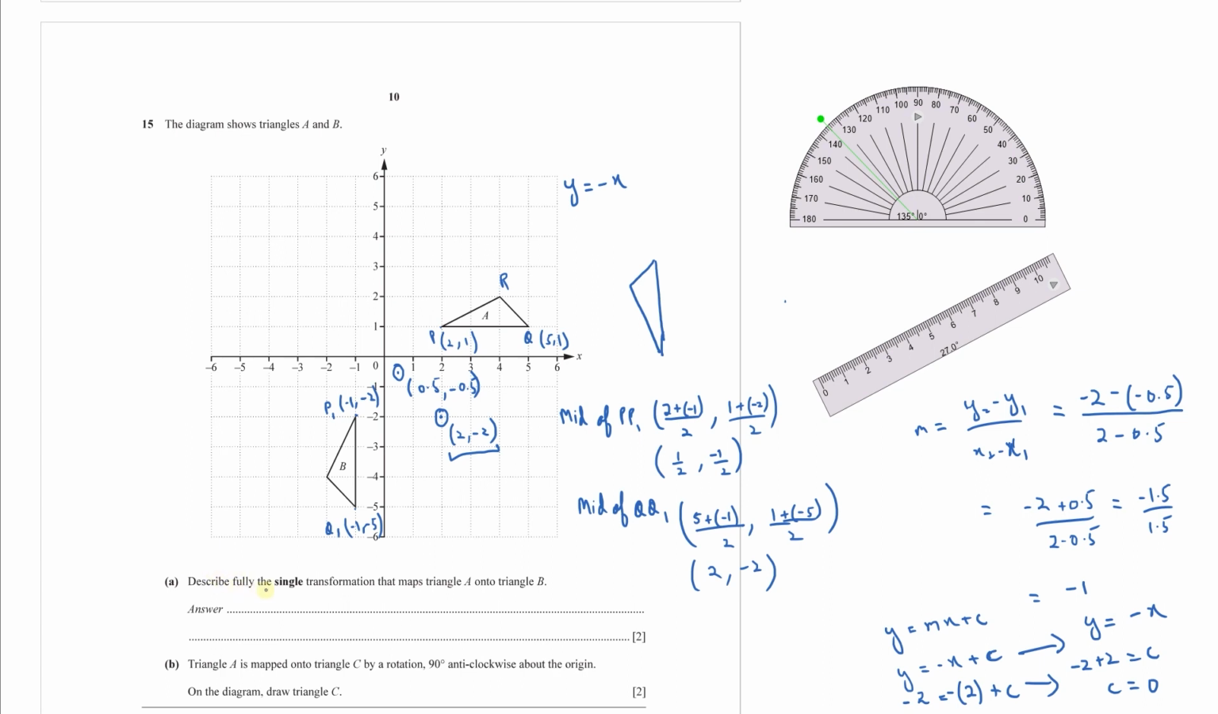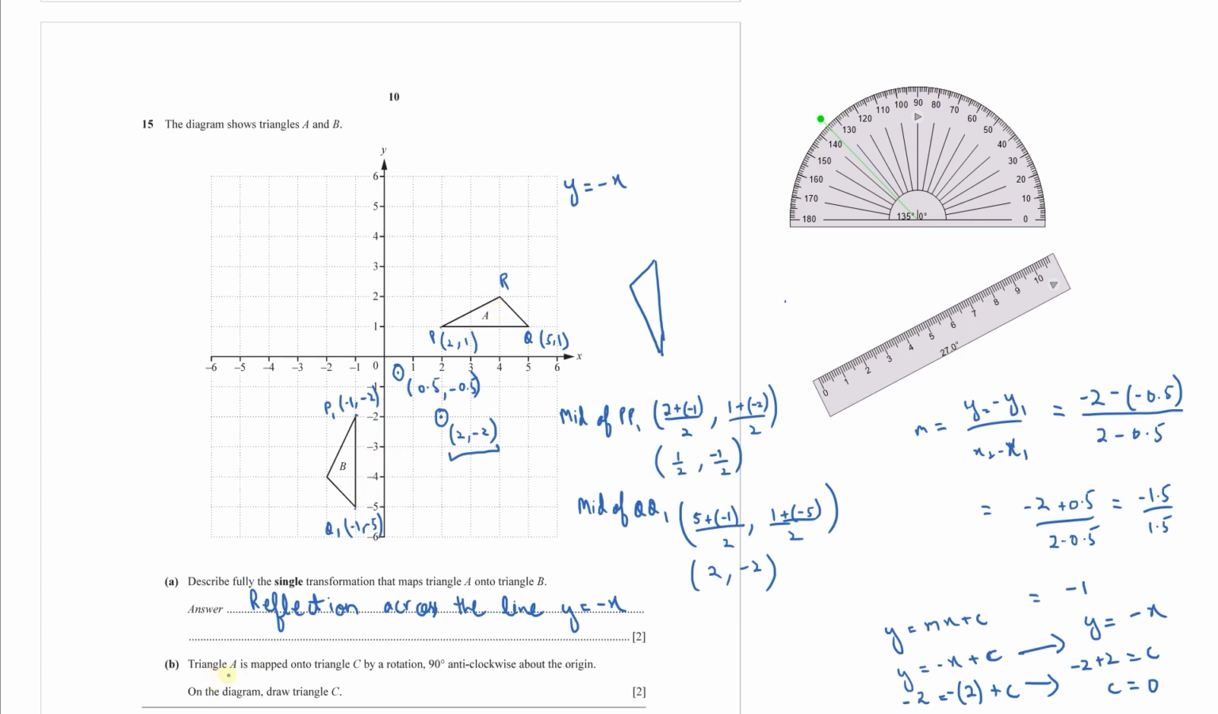So this is a reflection across the line y equals minus x. This is the transformation which transforms triangle A to triangle B.